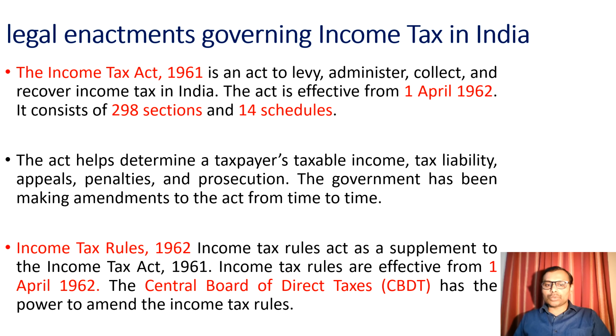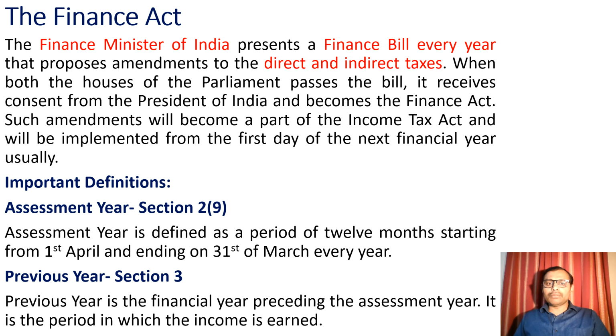So, Income Tax Rules 1962. The Income Tax Rules act as a supplement to the Income Tax Act of 1961. Income Tax Rules are effective from 1st April 1962. The Central Board of Direct Taxes (CBDT) has the power to amend the income tax rules in India. So CBDT is the highest authority in India with the power to amend the income tax rules in the country. And next, very important, the Finance Act.